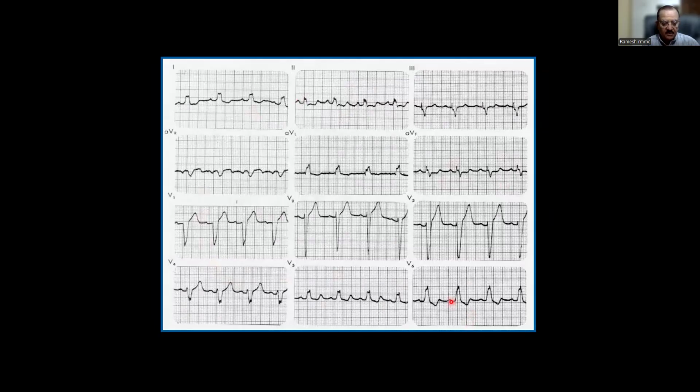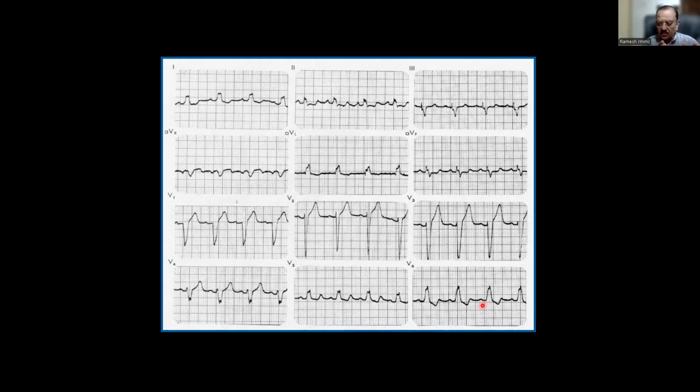Concentrate on V5, V6. This is V6. Is it a normal QRS or abnormal QRS? Abnormal. Very good. What is the abnormality? Is it in the height or the width? It's in the width. Very good. So do you think this patient has a ventricular enlargement? No, unlikely. Very good. What is the width? Is it a wide QRS or a narrow QRS? Wide. Right. Very good.